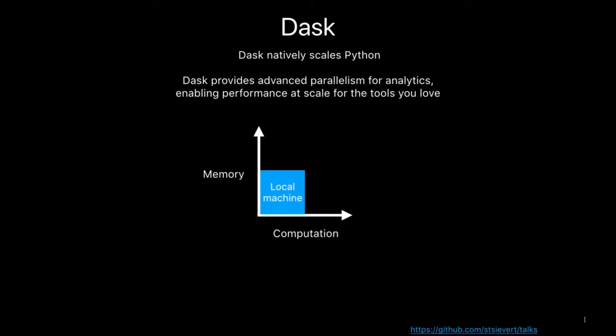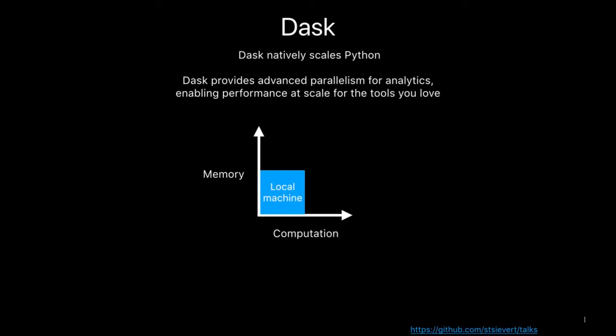Dask is a tool that natively scales Python. It provides advanced parallelism for analytics, enabling performance at scale for the tools you love. And what does that mean exactly? Let's look at that. Dask can scale out to large data sets or up to more computation.